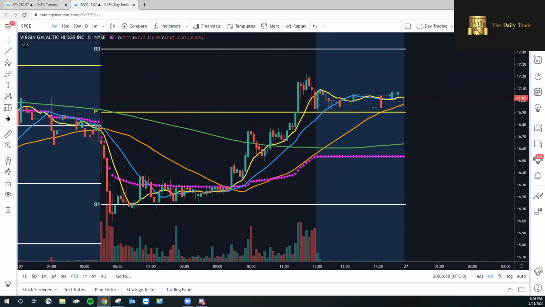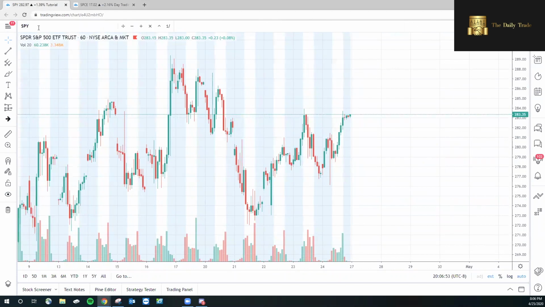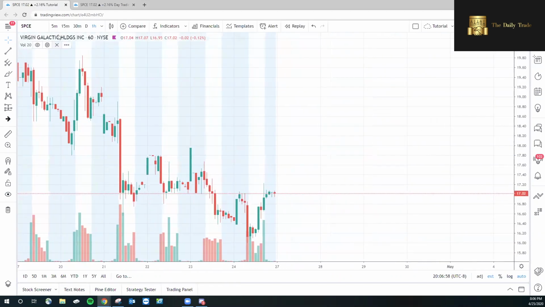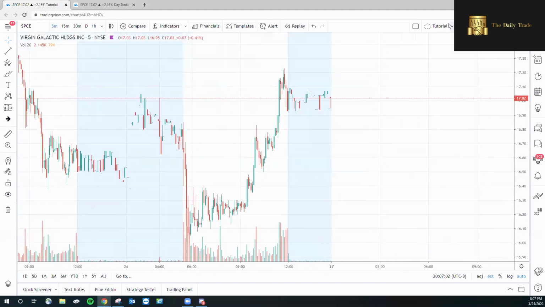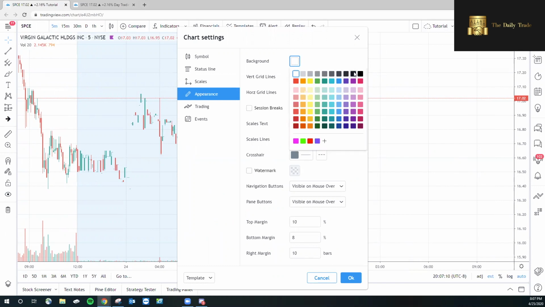So to start off, let's go to Virgin Galactic. It's a little bit easier to see on some of these indicators. First off, we're going to start in the top right corner. We're going to go ahead and fix the background. So we're going to pick this one right here, closest to the darkest.